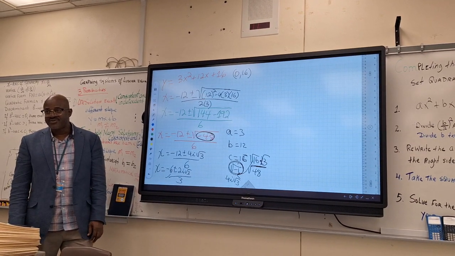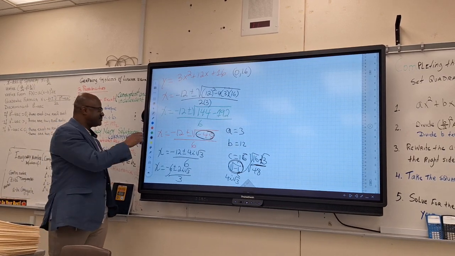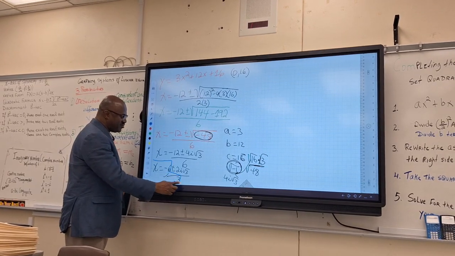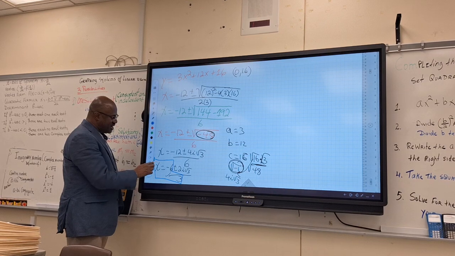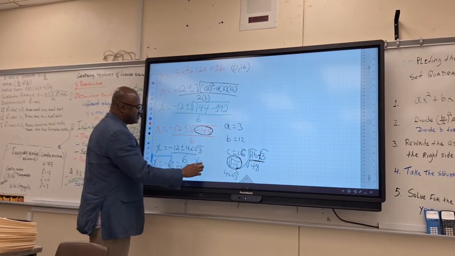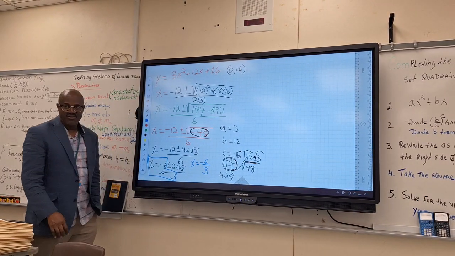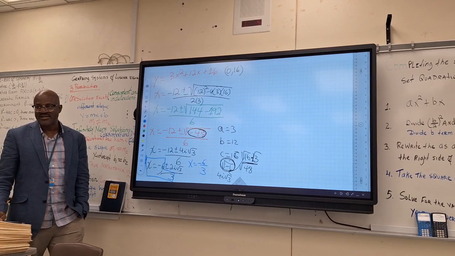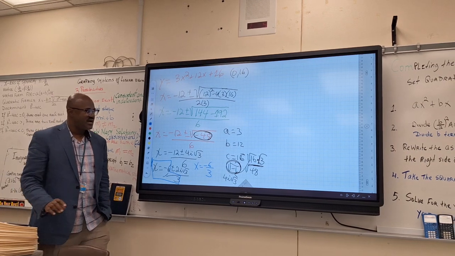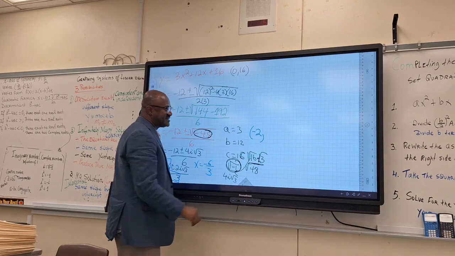So the only thing we can do is find the vertex and the plane of reflection. Like we did last time, we can come here and do this. This is your minus b over 2a. x will equal negative 6 over 3. That's your axis of symmetry. What's negative 6 over 3? x is negative 2. Right? The x coordinate of the vertex is negative 2.